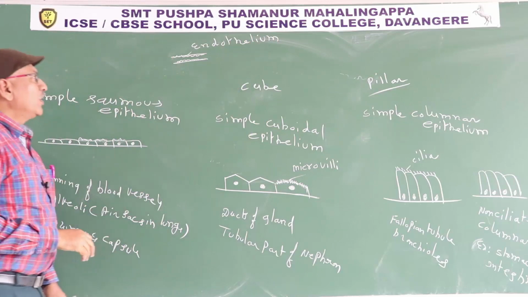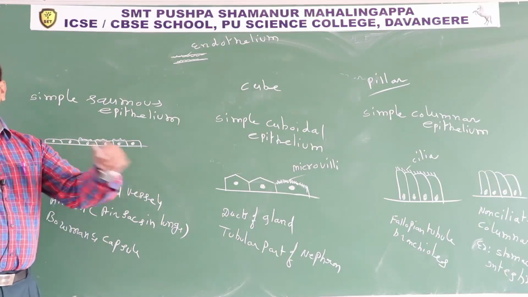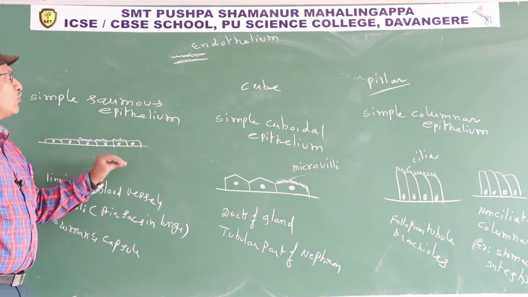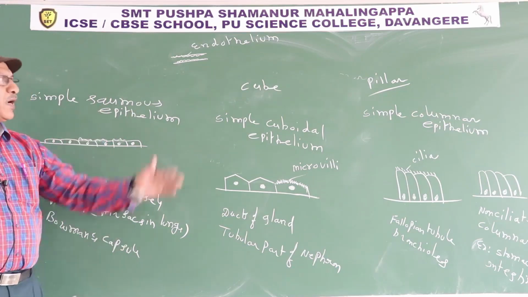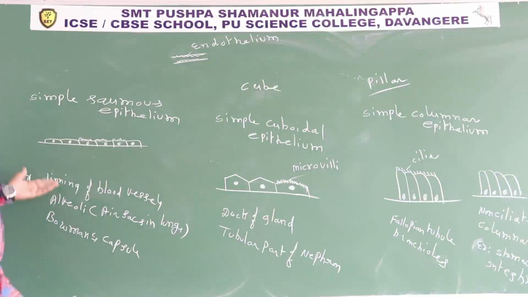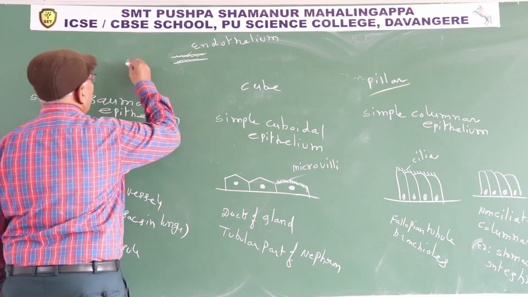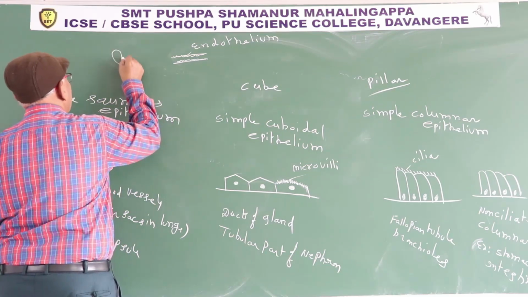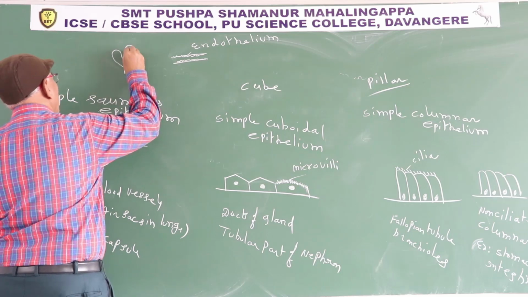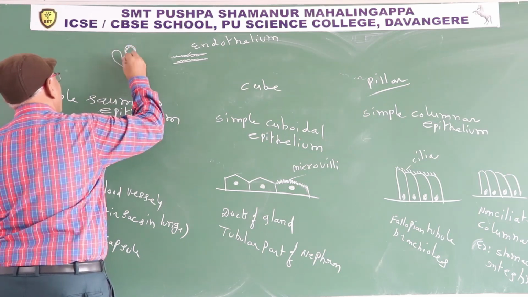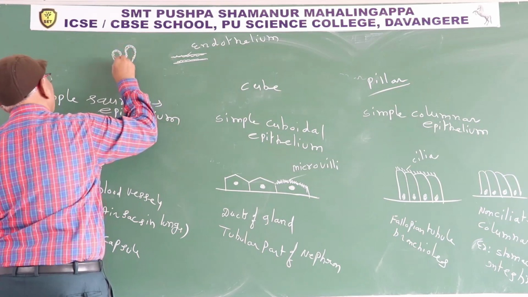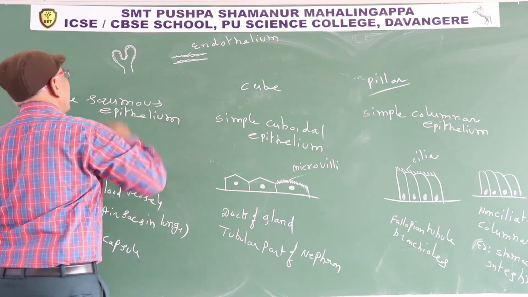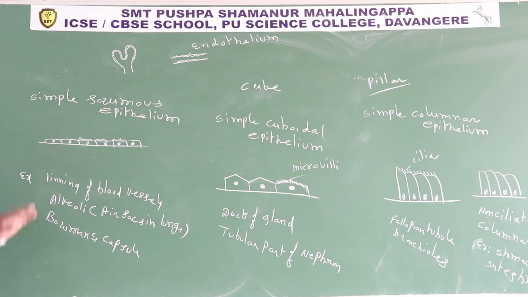If you mention endothelium, no need to mention inner lining of blood vessel. Or you mention example endothelium. Air sacs in lungs, air sacs also known as alveoli, and Bowman's capsule, anterior part of the nephron. Bowman capsule is also lined by simple squamous epithelium, like this. Outer layer, inner layer, double-walled Bowman capsule.